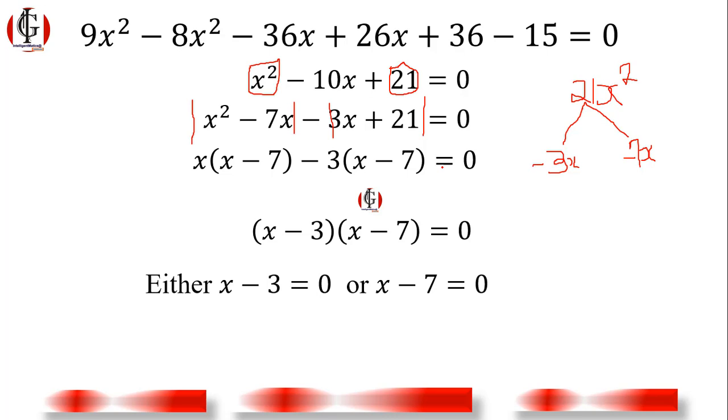If I equate x minus 3 equals 0, I'm going to have x equals 3. And if I equate x minus 7 equals 0, I'm going to have x equals 7. So my values are x equals 3 or x equals 7.